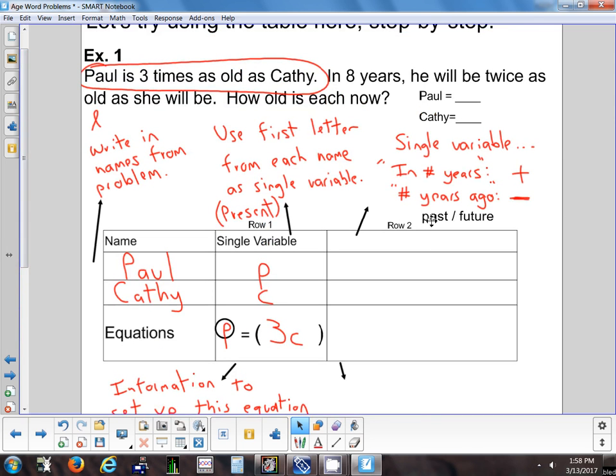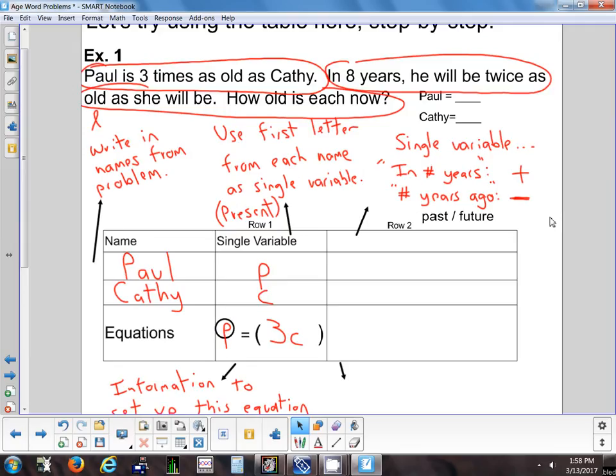The first sentence is usually the present. Now, the past or the future is usually going to be that second sentence. What does that second sentence start with? What's it say? In 8 years. What does that mean, based on what we wrote here?